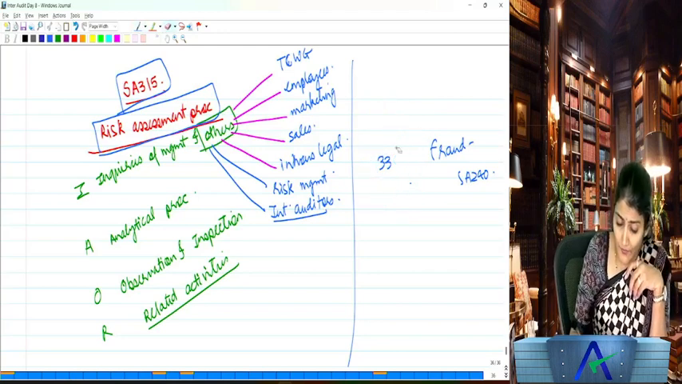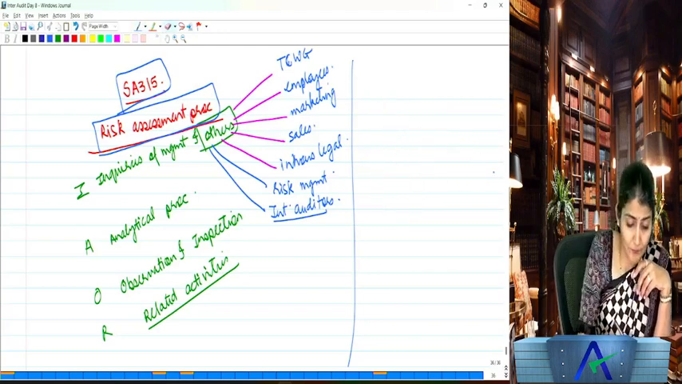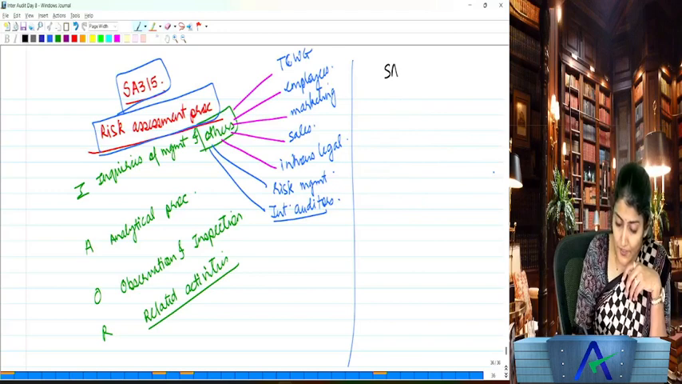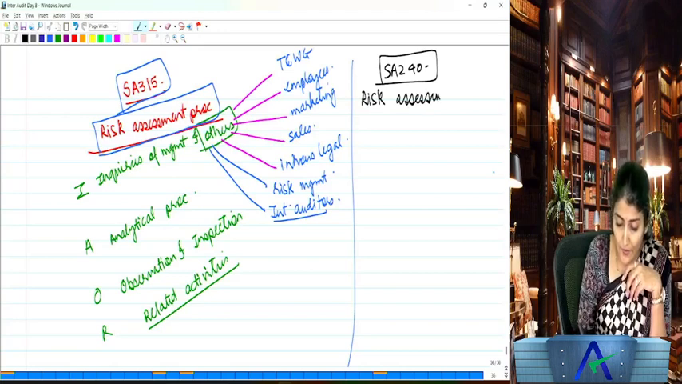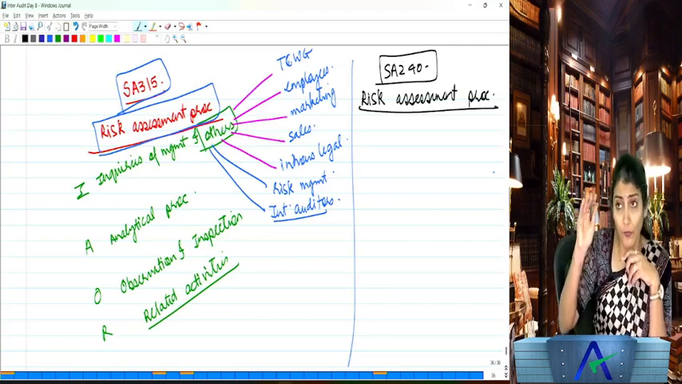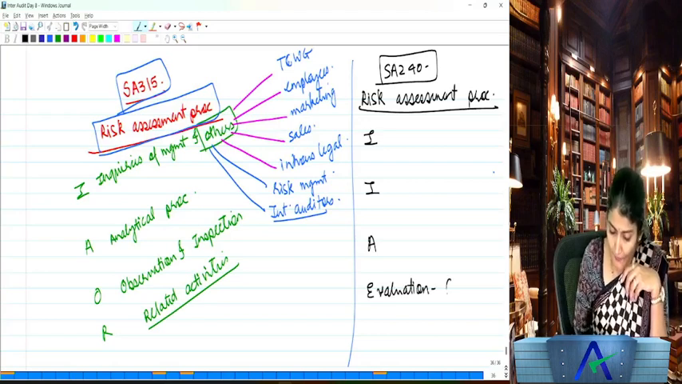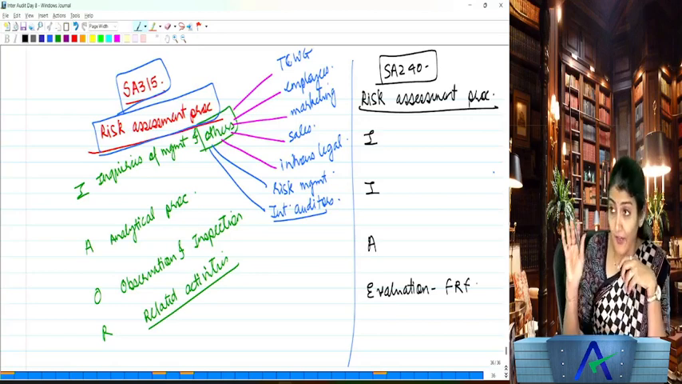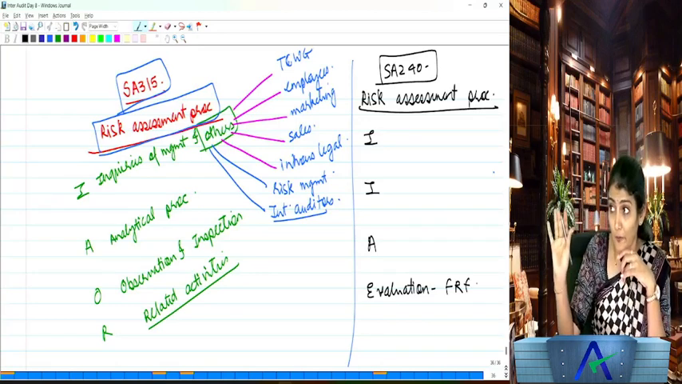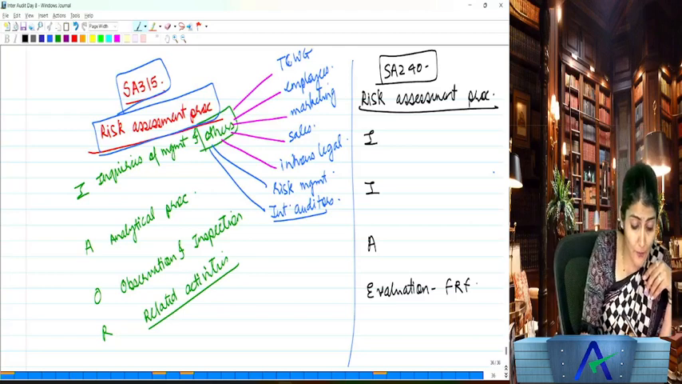Right? So now what we are talking about is the risk assessment procedures of SA 240. Now what we are talking about is the RAP only, but now the RAP is of 240. And now what is the RAP of 240? IIAFRF. Right? FRF is not financial reporting framework. Keep quiet. Right? What are we talking about over here?